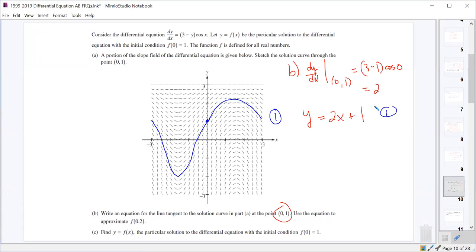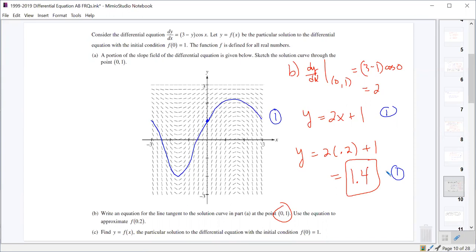And then your second point comes from approximating f of 0.2. So y equals 2 times 0.2 plus 1, 1.4. Pretty easy 3 points on that one, I think. Any questions on A or B?